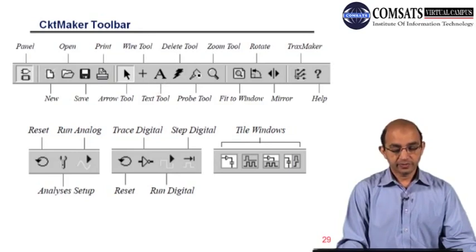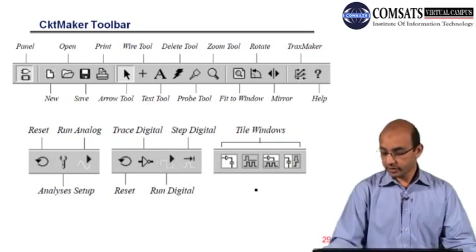This is the delete tool, probe tool, zoom, and rotate if you want to rotate a component, and then this is the tracks maker. And this is reset, analysis setup, analog, trace digital if you want to trace digitally, and then step digital, and this is reset, run digital, and these are the tile windows.